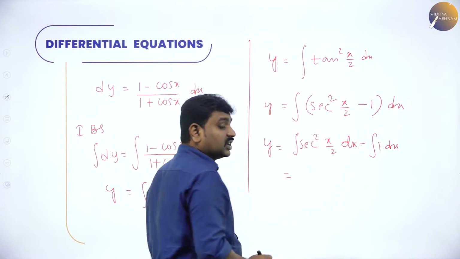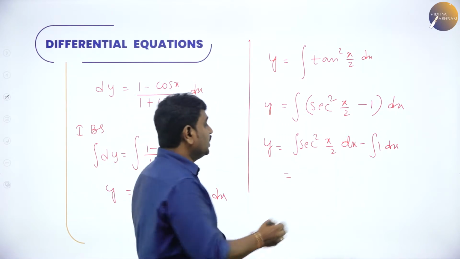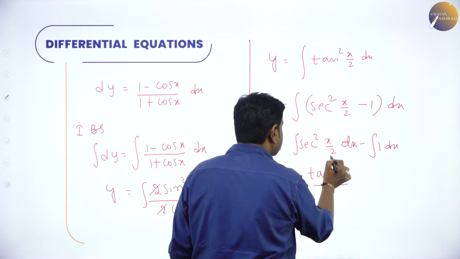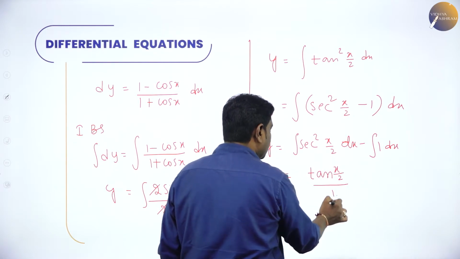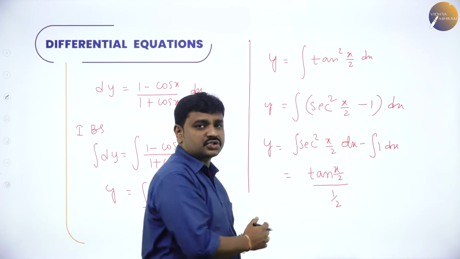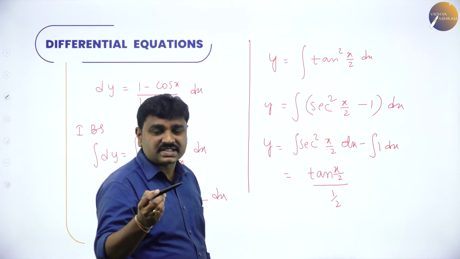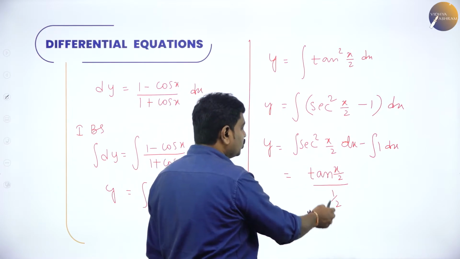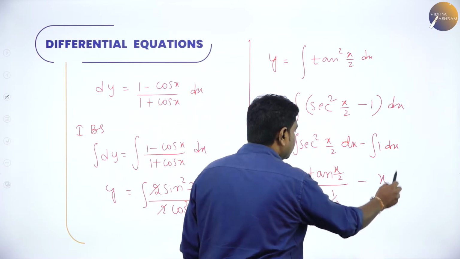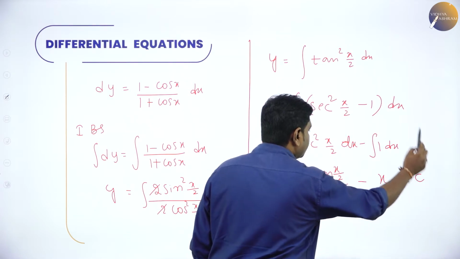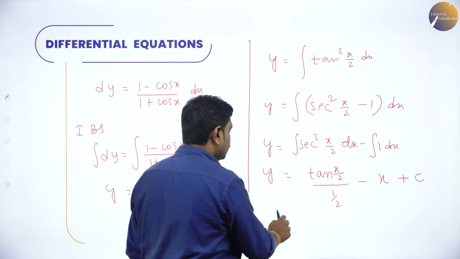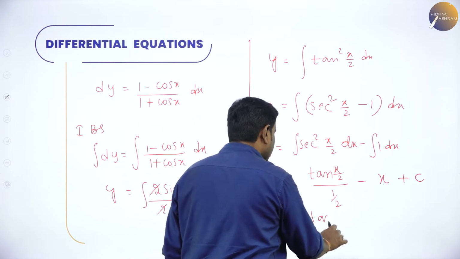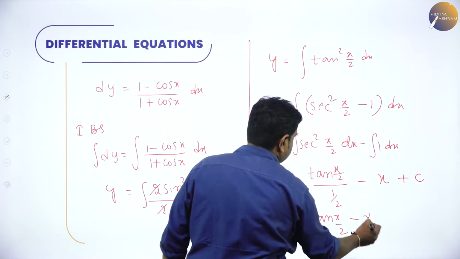So you know integration of secant square x is tan x. Integration of secant square x by 2 is tan x by 2 divided by the coefficient of x. What is the coefficient of x? 1 by 2. You don't need to do substitution. You know integration of secant square ax is tan ax by a. A means coefficient of x. Coefficient of x is 1 by 2, minus integration of 1 is x plus c. So now we got the answer. 1 by 2, I'll take it to the numerator. 1 by 2 becomes 2 tan x by 2 minus x plus c.